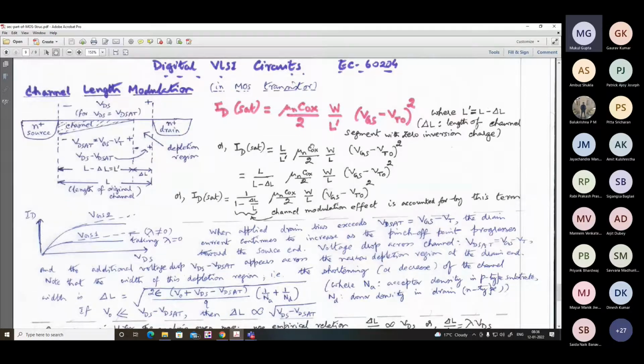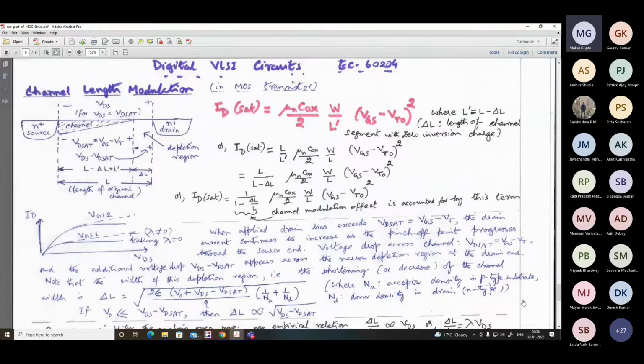Now we rewrite this expression in some form. You see, we bring in the original channel length L, then it will become L by L prime. And this we rewrite as L upon L minus delta L. What is this delta L? Delta L is a consequence of increasing VDS above VGS minus VT. This is called the channel modulation effect.